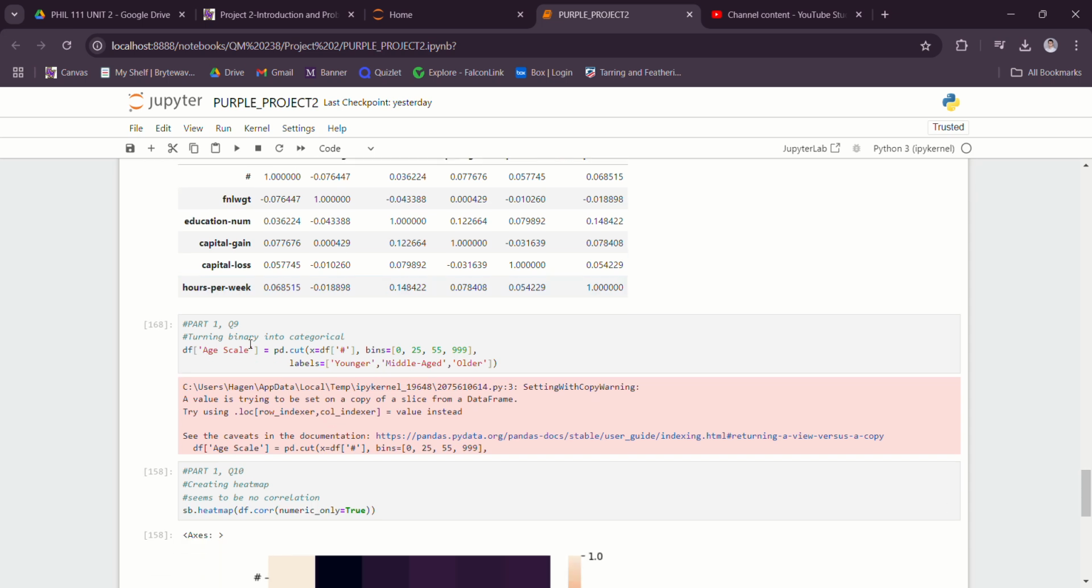The next thing I tried to do was turn a numeric attribute into a categorical attribute. So I tried to do this for the age attribute. I believe I did it correctly. I contacted Dr. Shad about this, but he did not answer me back. However, I did get this error that the value is trying to be set on a copy of a slice from a data frame. So I believe I did it correct, just the data wouldn't let me do it.